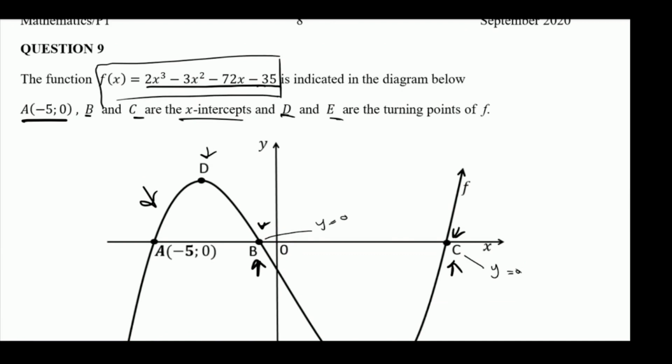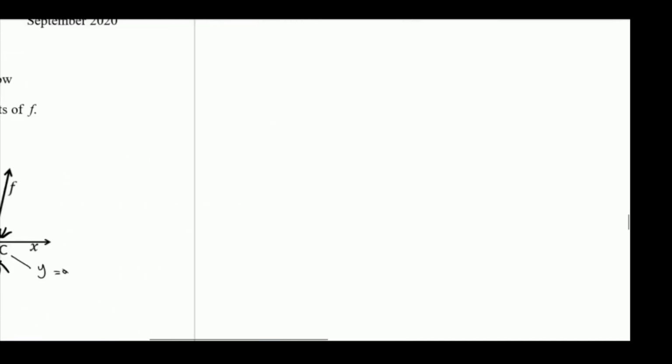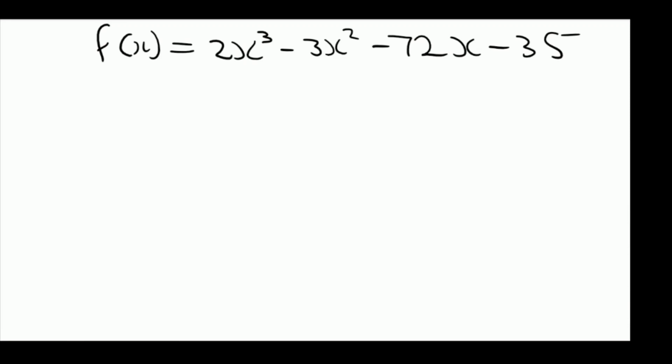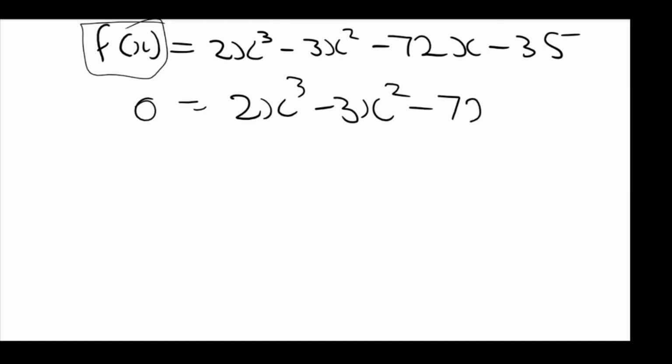So for us to find the coordinates of B and C, right? What I'm going to do is factorize it. But we can't just factorize it. So you have 2x cubed minus 3x squared minus 72x minus 35, right? So we need to first factorize this expression here. For us to do that, we need to equate f of x to 0, right? So 0 equals 2x cubed minus 3x squared minus 72x minus 35, right?